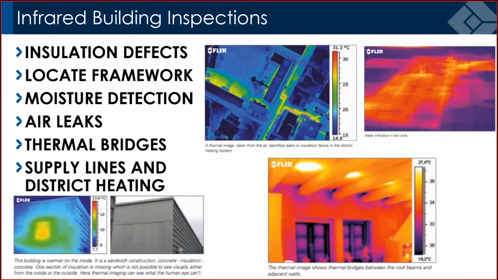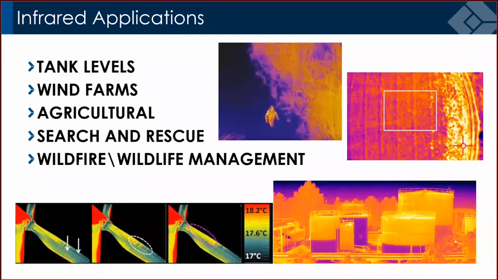Building inspections, right? So we can identify items such as insulation defects, moisture, thermal bridging, items like that. Some other applications include agricultural analysis. You can see there's a wind turbine example on there. You could see where it shows where there's cracking or defects. And then, of course, search and rescue.